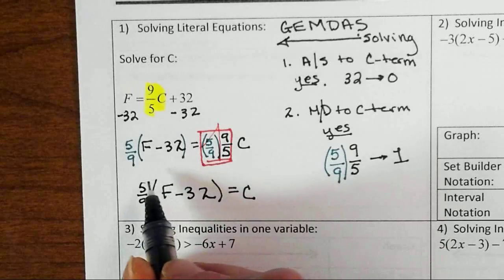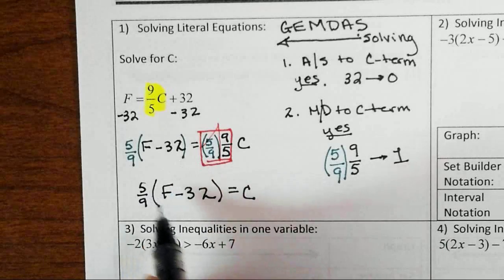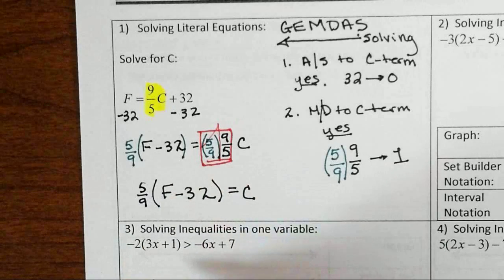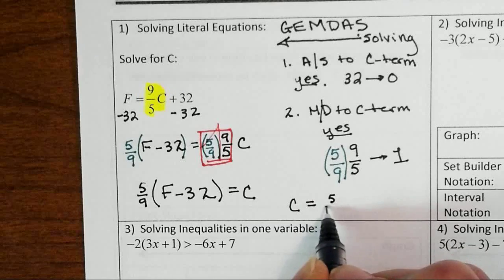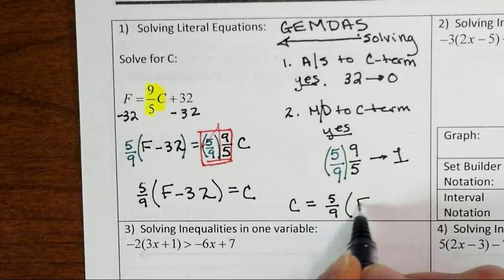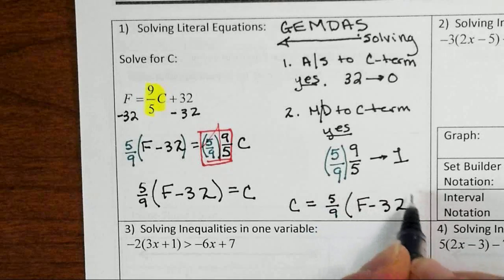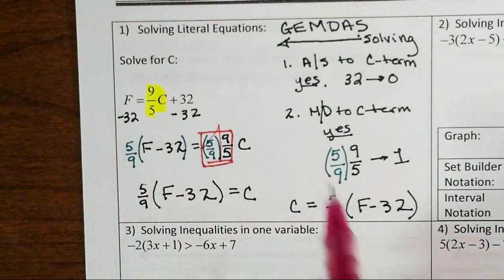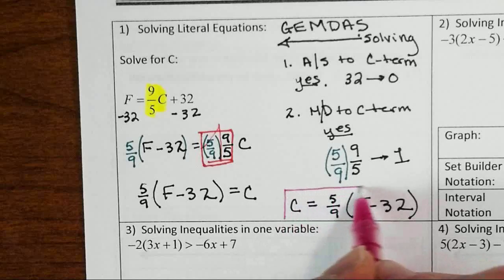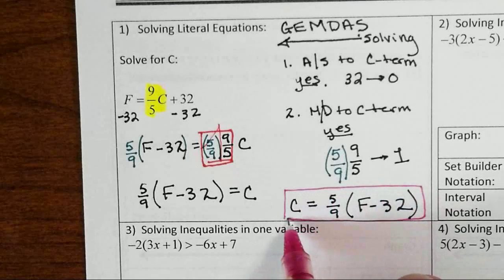I could distribute this in, but typically this is how we find the equation. If you were to distribute it in, it's still correct. I'm just going to rewrite it like this. C equals 5/9 times F minus 32. And that is my final answer. I have just solved for C.